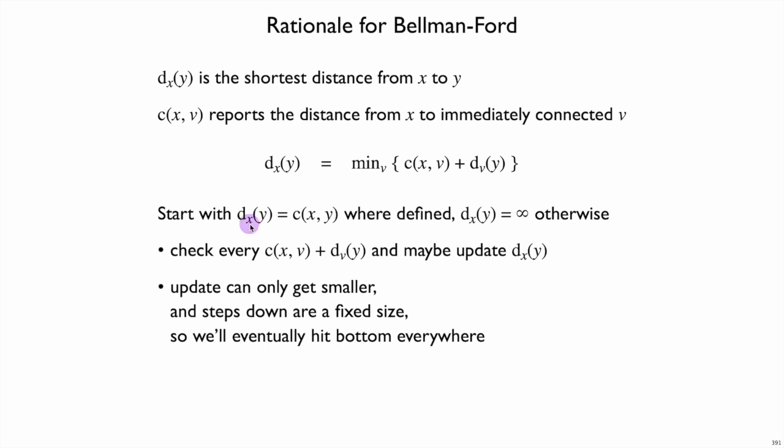That is, if you're trying to get from x to y, we know at least you can do it with cost c if x and y are immediately connected. If x and y are not immediately connected, then we don't know yet. It's some number of steps, and we can just use infinity as a placeholder.